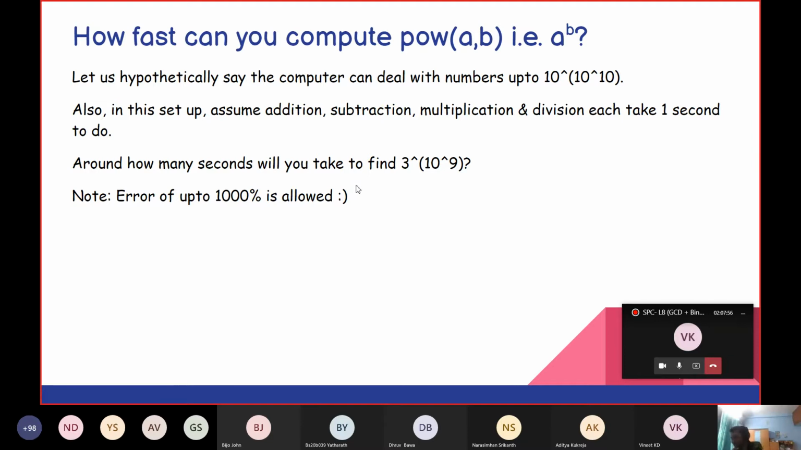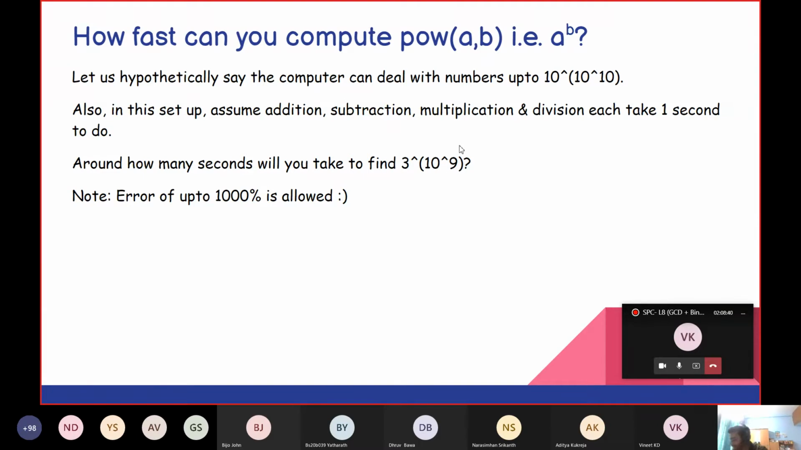Please put your answers in the chat. You have a computer that can deal with numbers up to this much. Currently C++ and all can only deal up to 10 power 19, but I'm giving you a magic computer that can deal up to these numbers. In these computers, addition takes 1 second, subtraction of two numbers 1 second, multiplication, division, all of them take 1 second. In how many seconds can you find this big number? You can even put out the worst case scenario, the naive approach to computation as well. That's absolutely fine. I just want you to put out some number so that you have an idea of how to find a power b. If you don't know how to find a power b, then I'm not sure what exactly can be done.